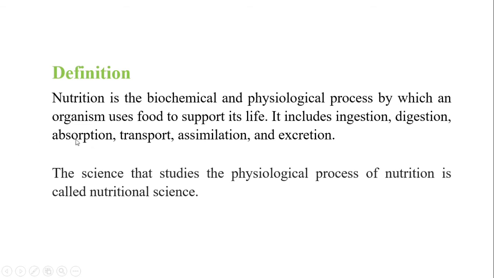Then the important chemicals are absorbed into our body fluid. So this is known as absorption of food. Then it is transported to our cells, to the whole body's cells, that is transport. Next assimilation, and finally the unused chemicals are excreted through our body. So this is excretion. So these are the different parts of the nutrition process.